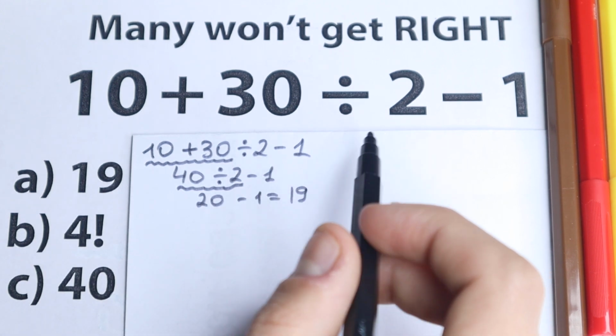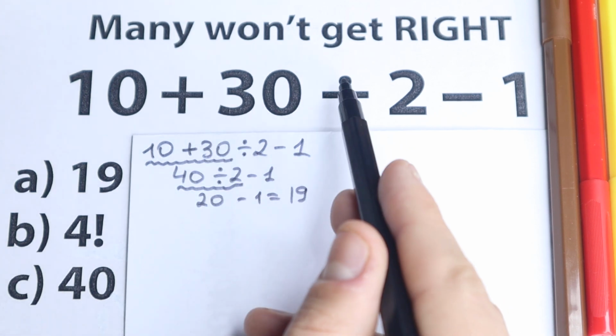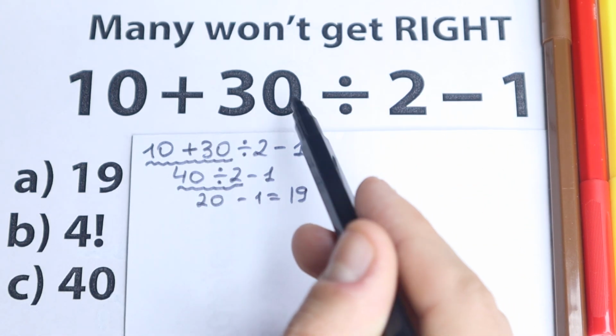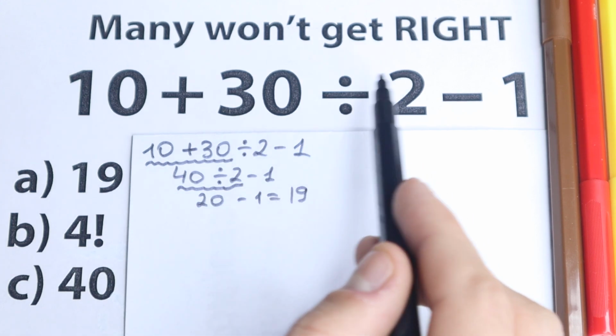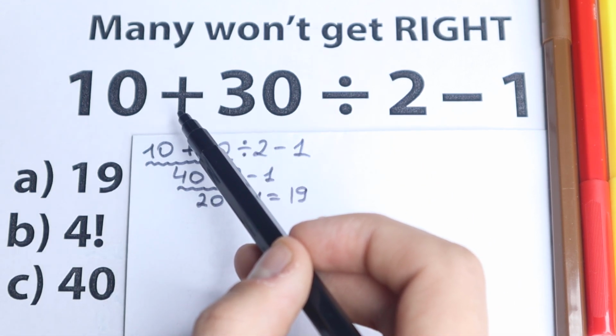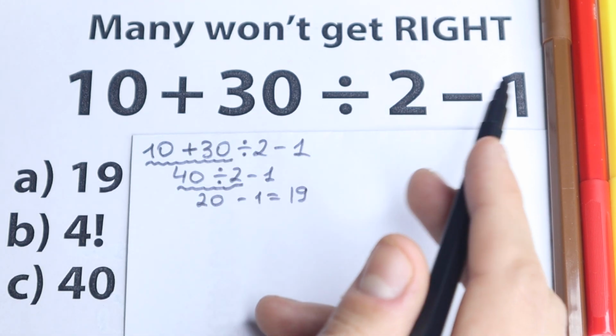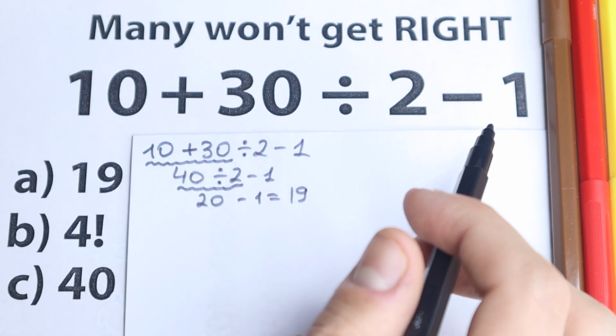But then I ask them, okay, what about order of operations? We have 3 different operations right here: addition, division, and subtraction. So it's not like all addition, where we add from left to right, or all division, where we divide from left to right. Right here we have 3 different operations. So what is the correct order to do this problem? We need to understand it.